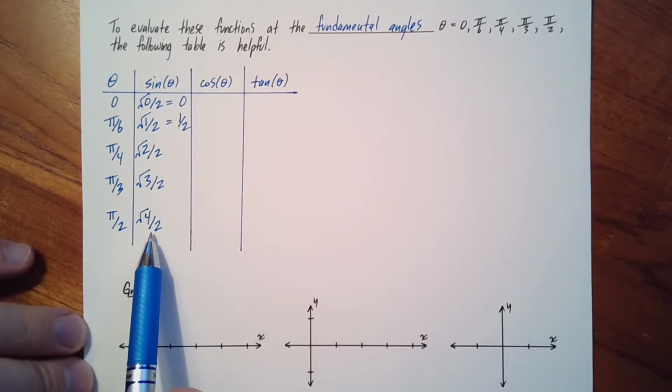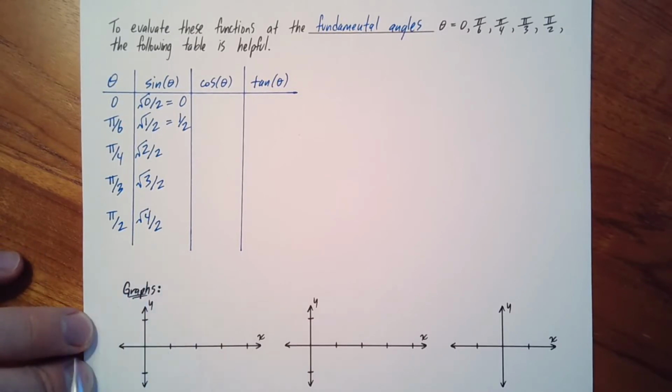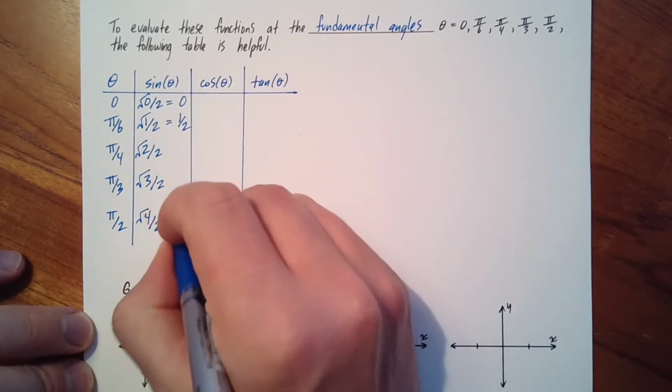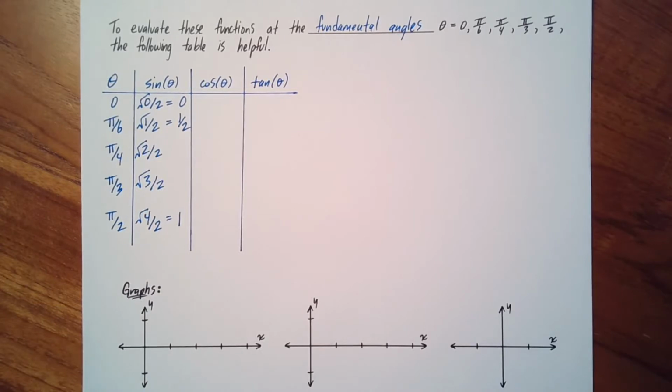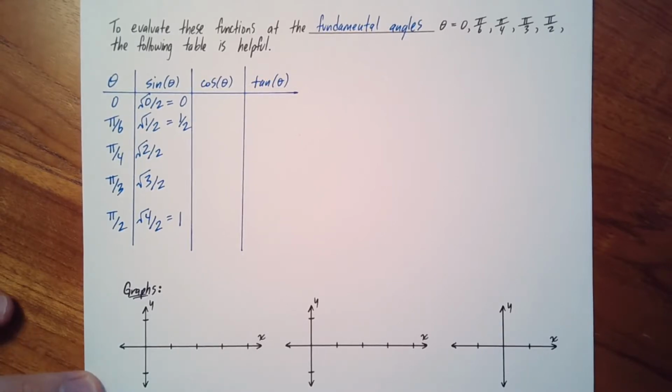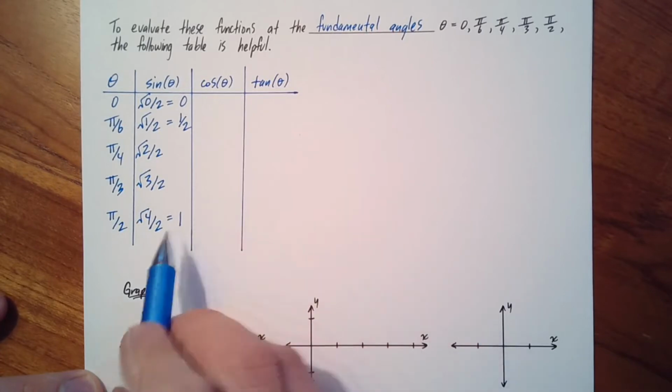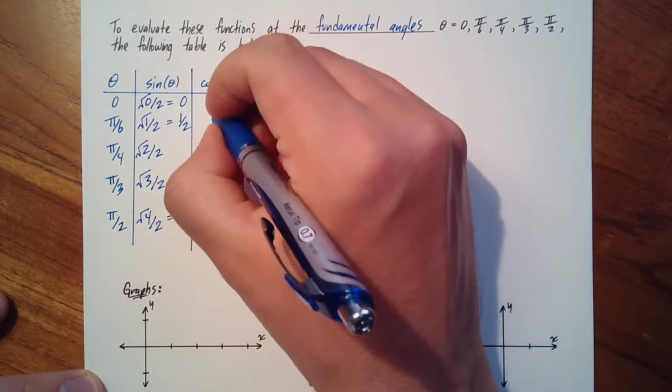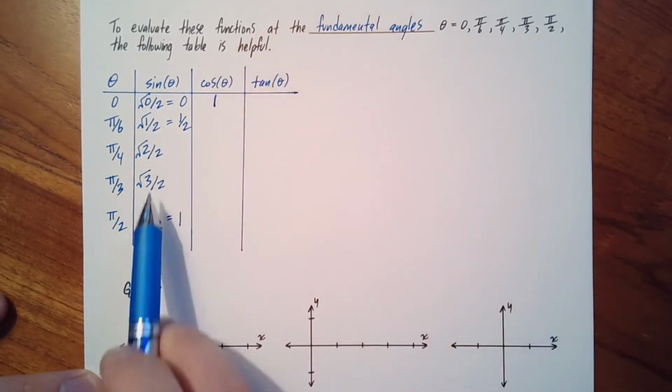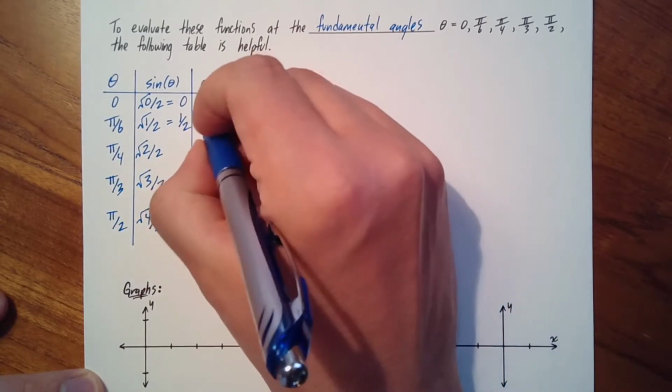But root 4 over 2, you can simplify that a bit because the square root of 4 is just 2. So you have 2 over 2, which is 1. Okay, so that's the brunt of the work already done, because now we've got the sine column filled in. We can just fill in the cosine column by writing the exact same values in reverse. So start with the largest and put it at the top. Then we'll put root 3 over 2.